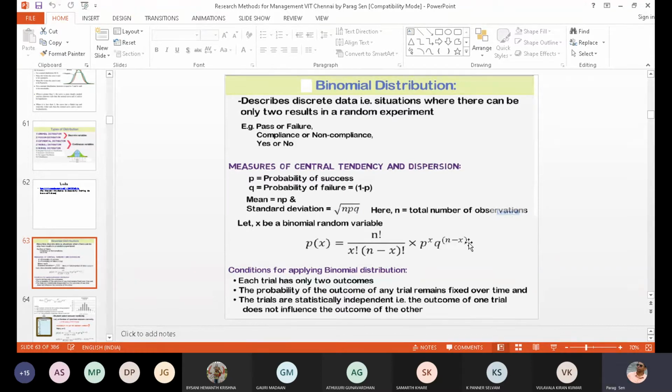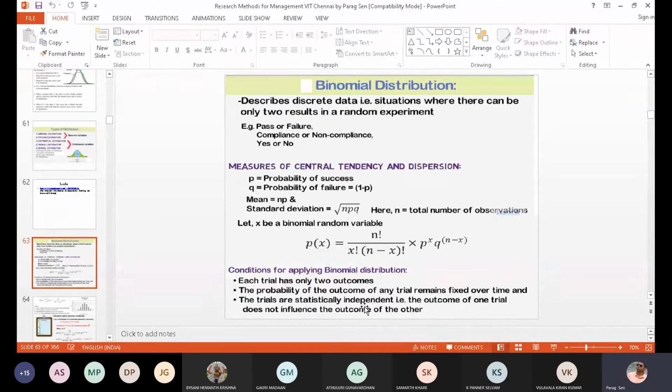Now, the conditions for applying the binomial distribution. This is very important. Basically, you need to know this, otherwise you will not be able to understand where we can apply the binomial distribution. First, each trial has only two outcomes. There you can use the binomial distribution. Second, the probability of the outcome of any trial remains fixed over time.